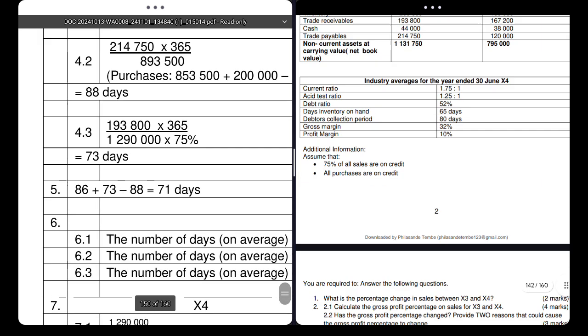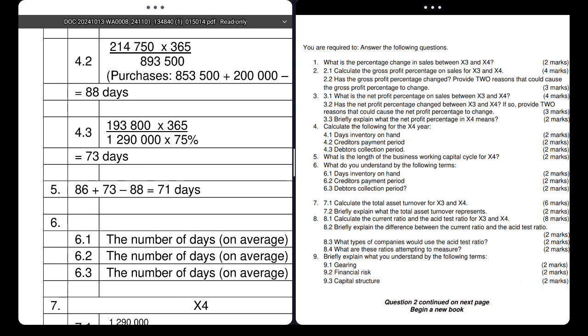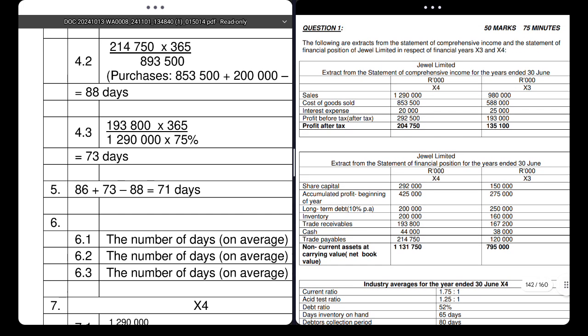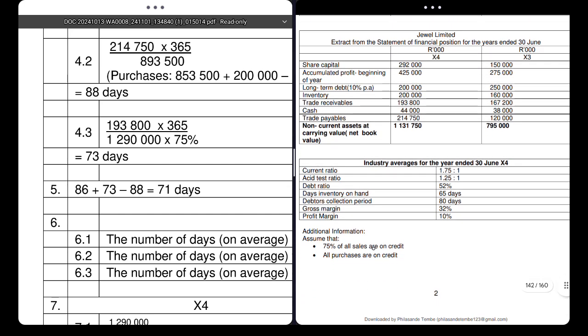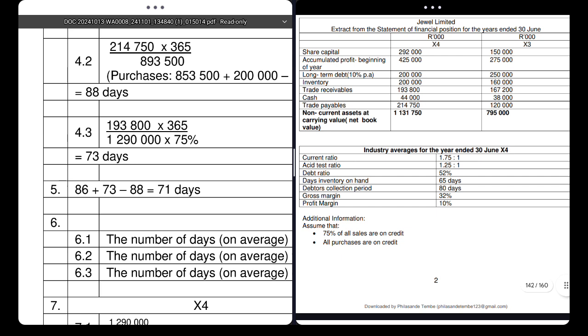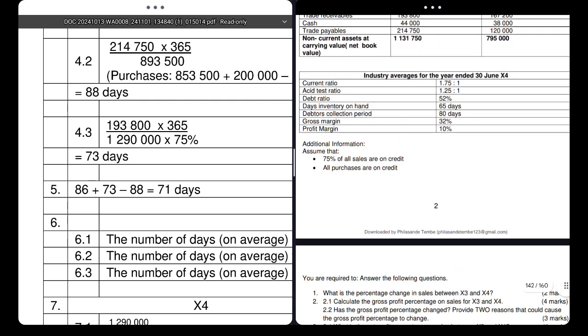Now for 4.3, what they want is the debtors collection period. So this is trade receivables over your credit sales times 365. Trade receivables is 193,800 over your credit sales. So I know my sales here, just that I need to get credit sales. They tell me over here 75% is on credit. So I'll just say 1,290,000 times 75%. That'll give me my credit sales from there. And times 365. Done. Now the purchases, when we had the purchases final figure, everything was on credit. So that was just our purchases on credit. Very, very, very important.